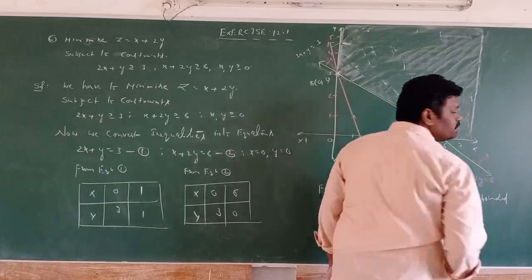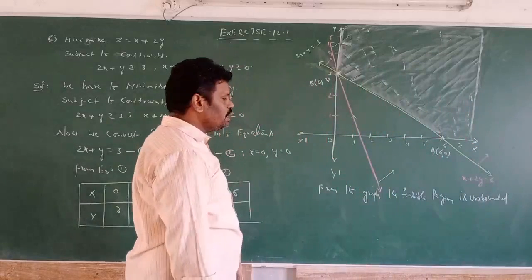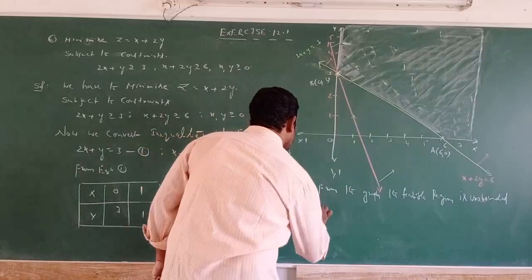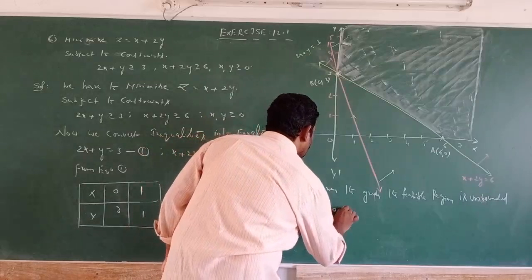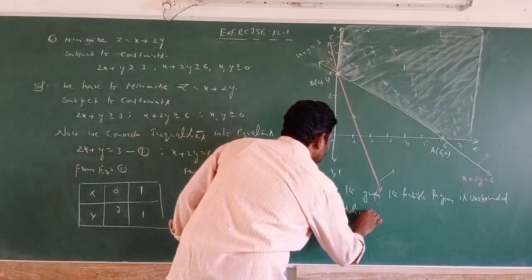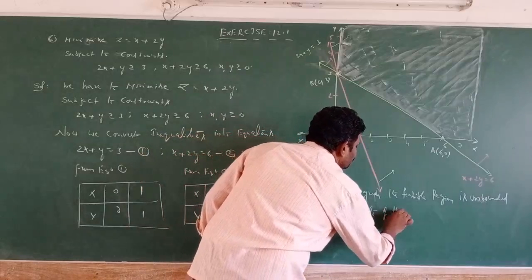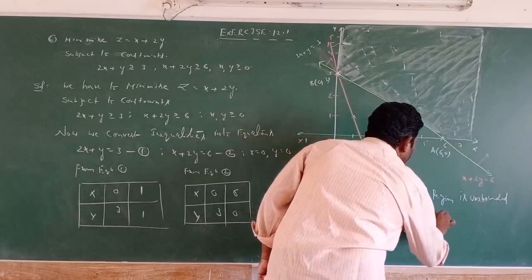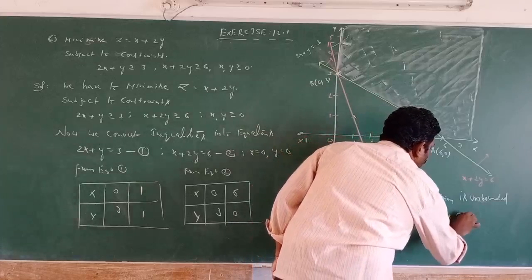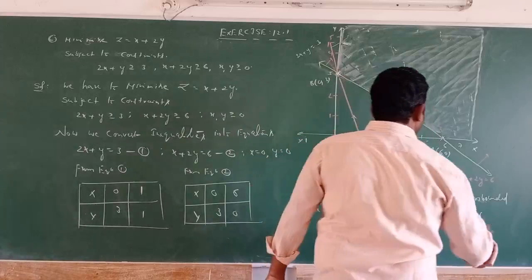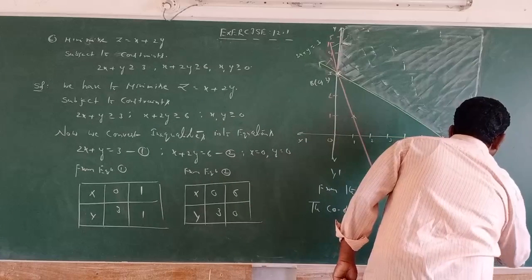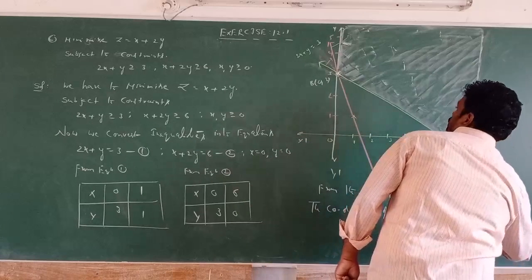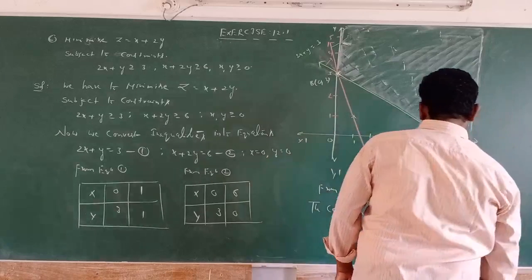Okay, now the feasible region is unbounded. Then the coordinates of the corner points are A of 6, 0 and B of 0, 3.